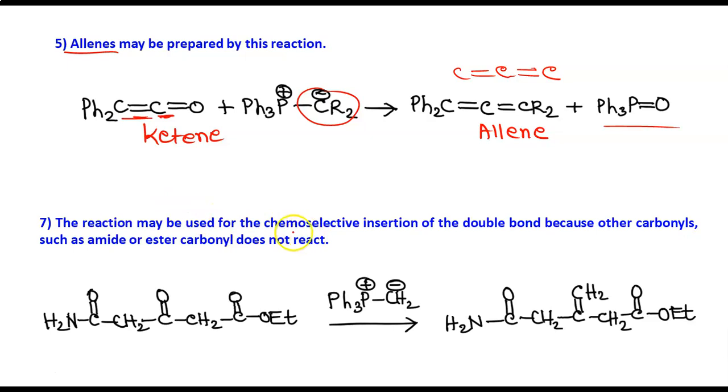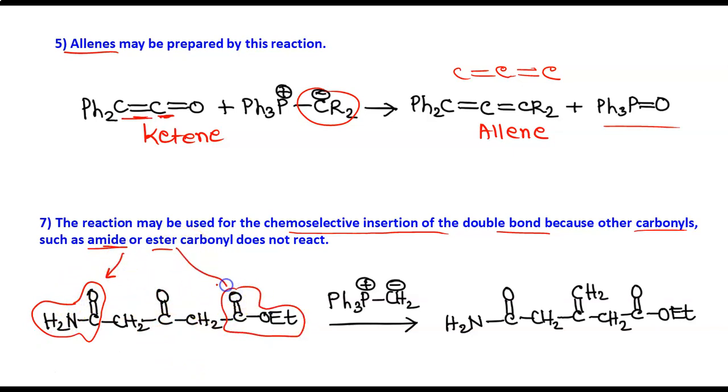The reaction may be used for chemoselective insertion of a double bond. Why is it chemoselective? Because other carbonyl groups, suppose a carbonyl group from an amide group or ester group, will not react, because it is specific only for the normal carbonyl group, that is either ketone or aldehyde. So the starting material that we have taken, here we have an amide, we have an ester, and we have a normal keto group.